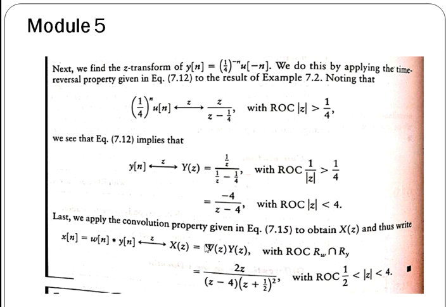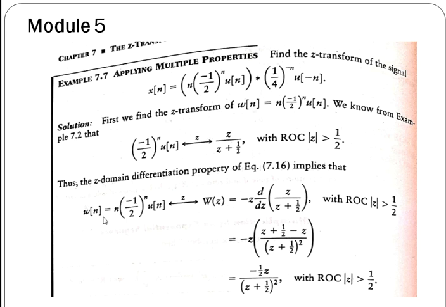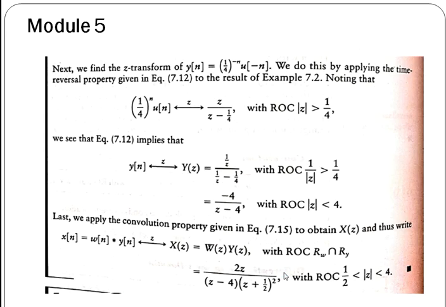So W of z, we know from the last one. W of z is this much minus 1 by 2z, z plus 1 by 2 square, and the second one is this one. So we get 2z, z minus 4, z plus 1 by 2, the square. Once the multiplication happens, we get this result.